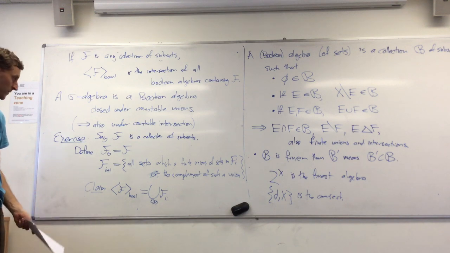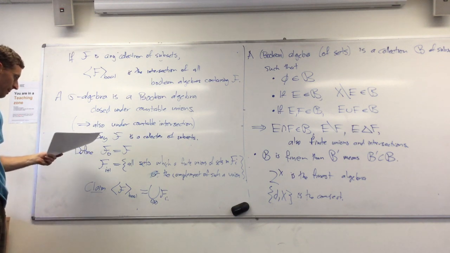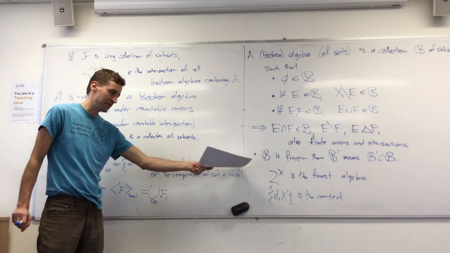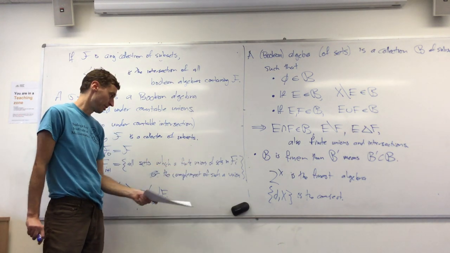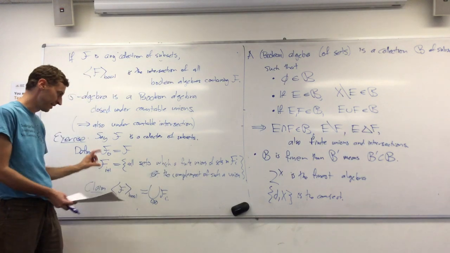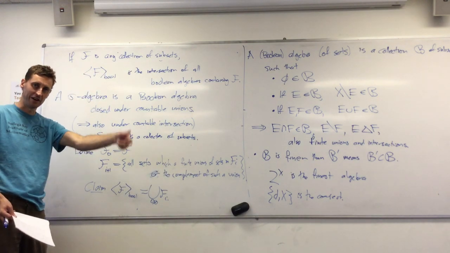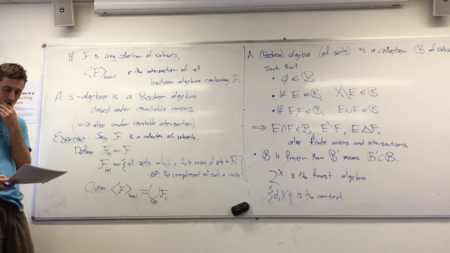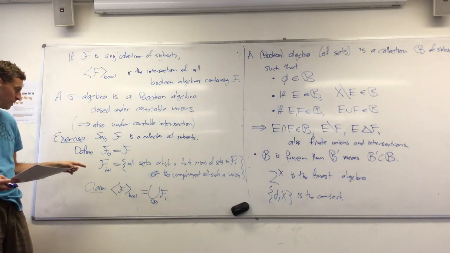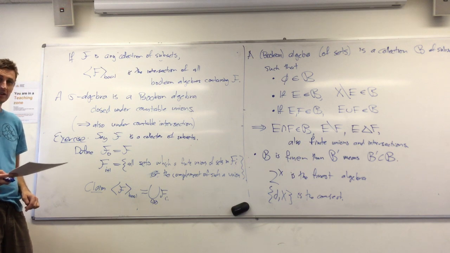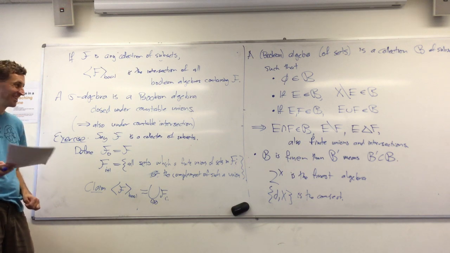Is Fi supposed to be closed under i-many unions? No, it's just a finite union of sets in the previous one. So this is an inductive definition: F(i+1) is defined in terms of Fi. Then F1 is a Boolean algebra? No. F1 is not a Boolean algebra, yeah.